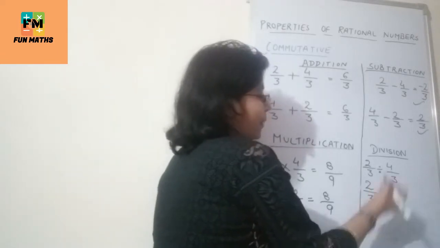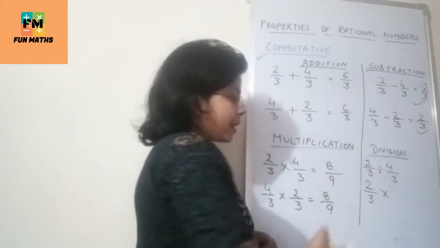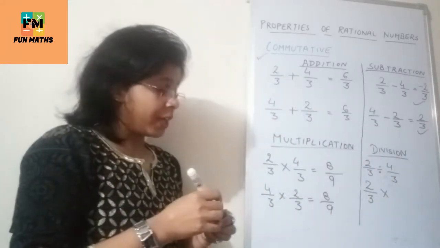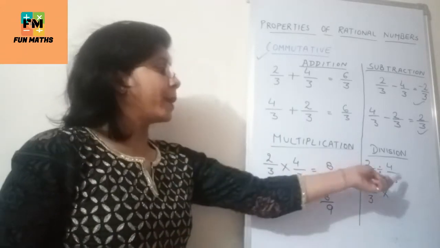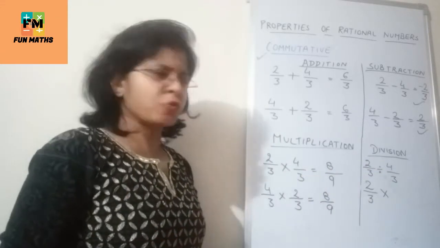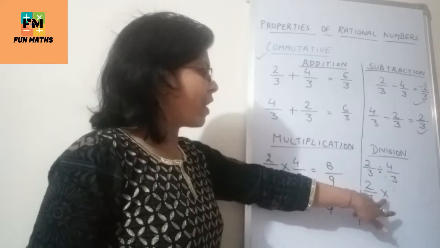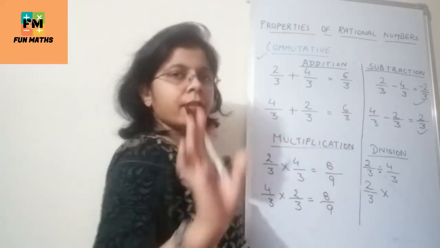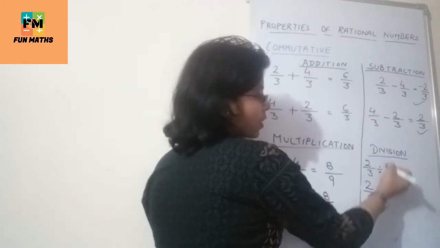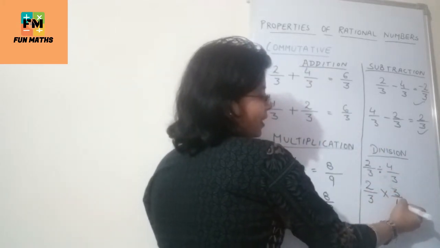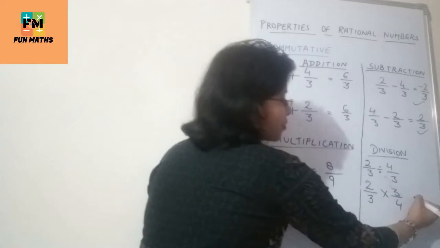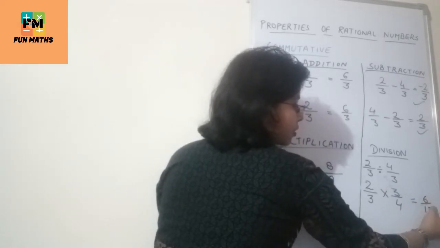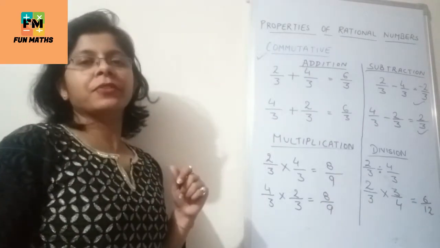So, 2 by 3, this divide symbol will be converted into multiply, and then what are we going to write? If I write the 4 by 3 as it is, this 4 by 3 will say, why are you doing so? This division you have converted into multiplication, do something with me also. So I'll say, okay, fine, I'll write you a reciprocal. So what is the reciprocal? We all know it is 3 by 4, right? So we'll simply multiply now. 2 into 3, 6, 3 into 4, 12. So 6 by 12 we are getting.